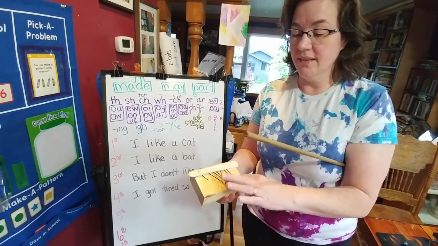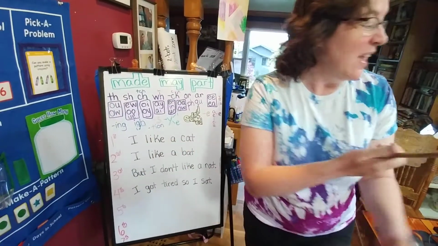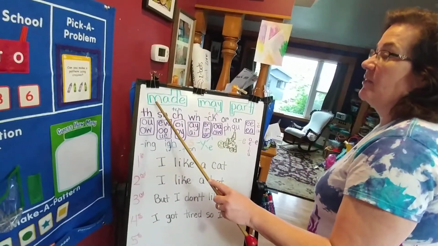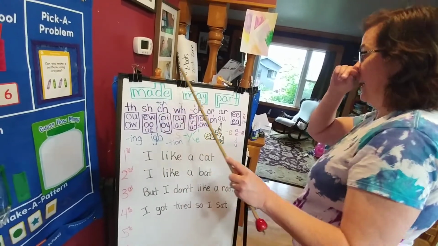You make it like this. Isn't that cool? It's a musical instrument. Made. He made that last night. Let's go ahead and spell the letters of made. M-A-D-E. Made with a silent E.